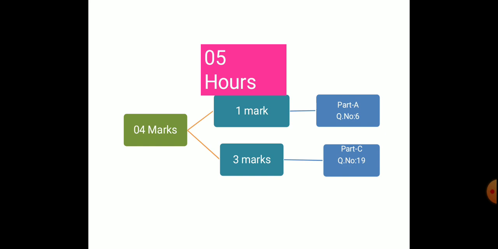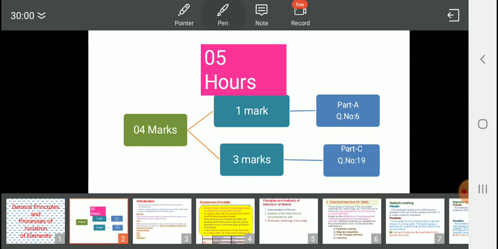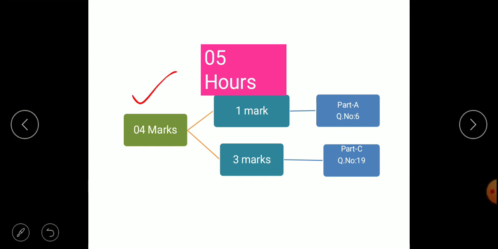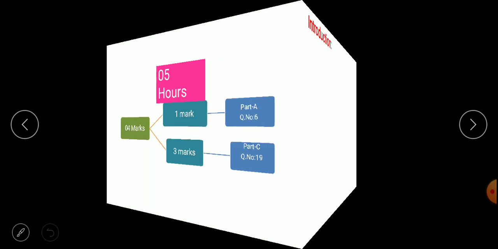Under Part A, question number 6 you are going to get from Unit 6, and under Part C, the very first question, number 19, you are going to get from this chapter. You are going to get totally 3 marks in question number 19. So the 4 marks question will come from general principles and isolation of the elements.